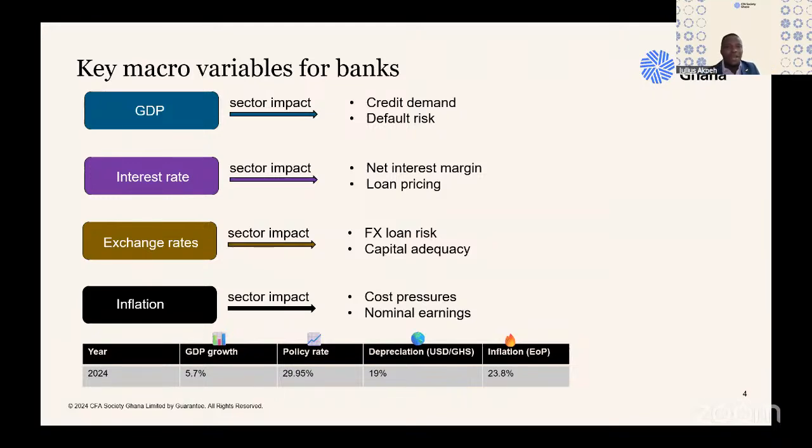plays its game, right? The figures, end of year 2024 figures. Oh, well, the GDP growth rate is the rate for 2024, policy rate.